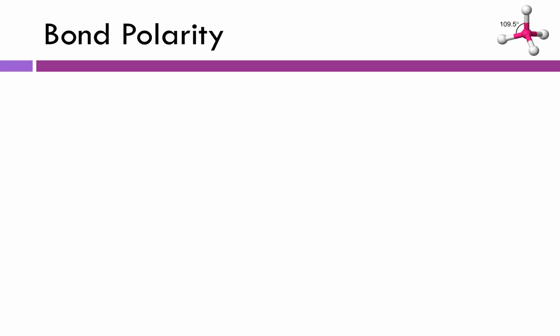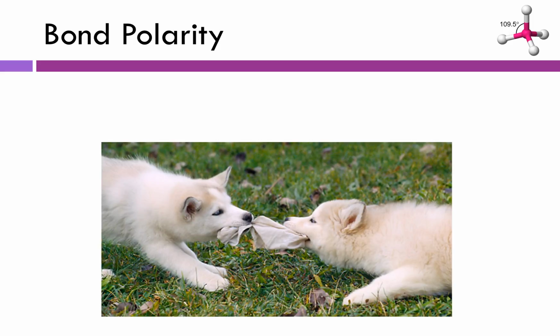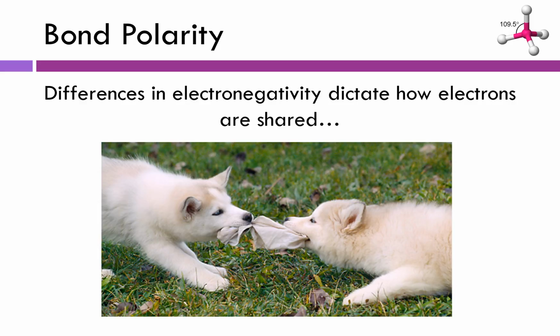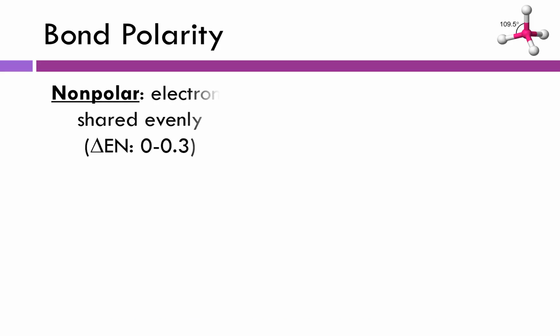So we'll start off with bond polarity, as it's the easier of the two concepts to understand. You can think about bond polarity as being a game of tug of war. Of course, atoms are not adorable puppies fighting over a cloth. They are atoms fighting over a pair of electrons. So we can use the difference in electronegativity between these two atoms to figure out how the electrons are being shared. If the electrons are being shared relatively evenly, we say that the bond is nonpolar.